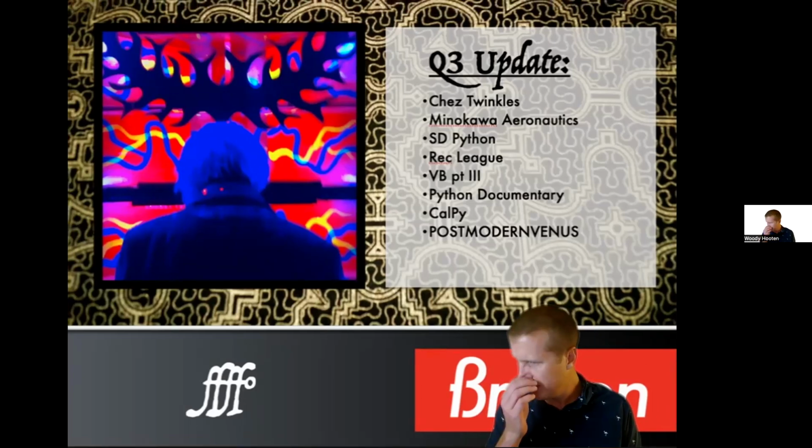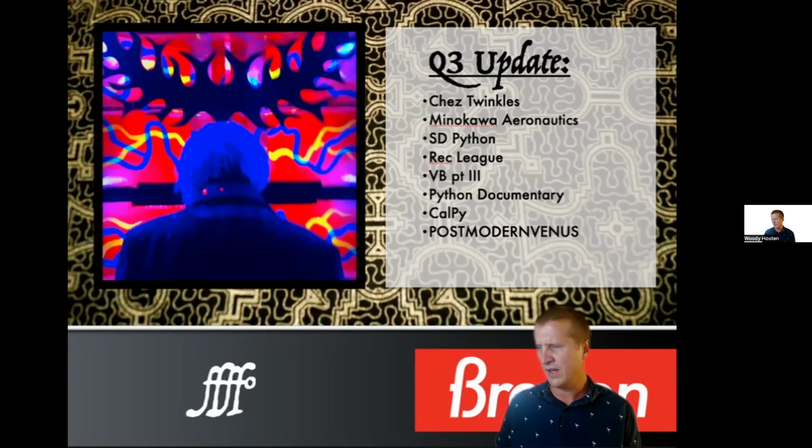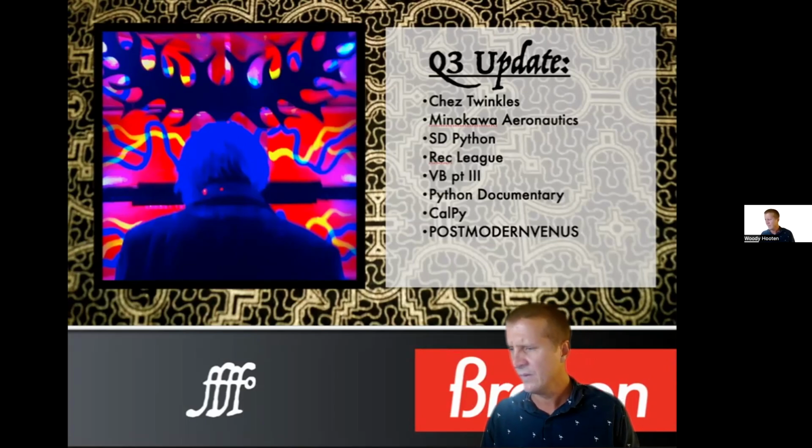And then we'll talk a little bit about the state of CalPy and then a recent publishing of a book that Brazen Studios has had its fingerprints all over in the last 6 years. A novel by the name of Postmodern Venus, which is now available on Amazon. So, without further ado, let's take it away.